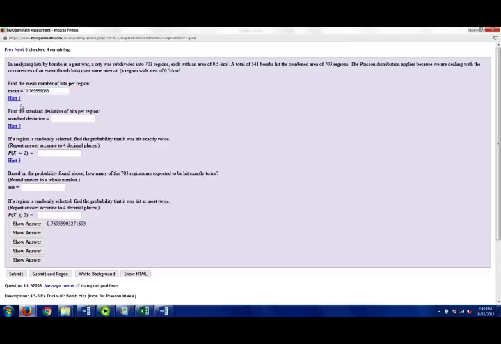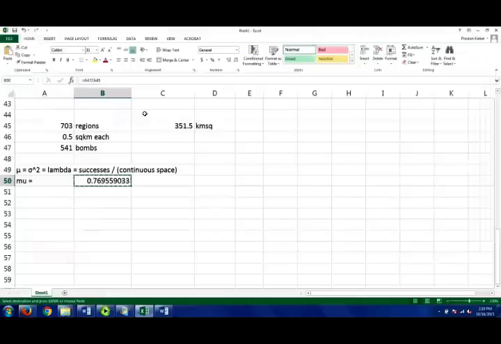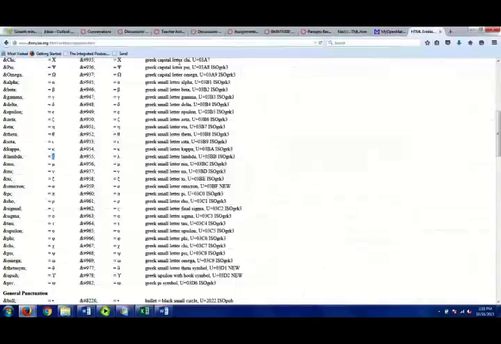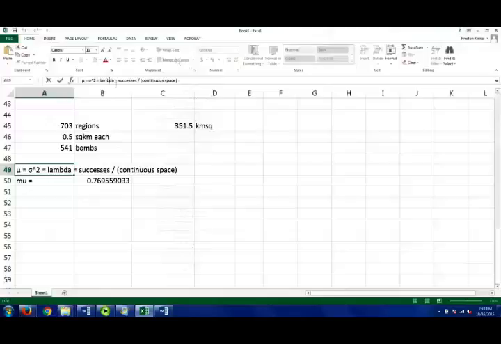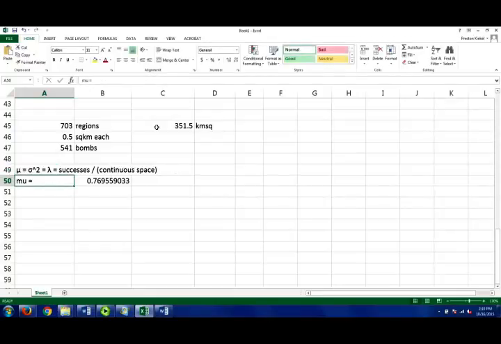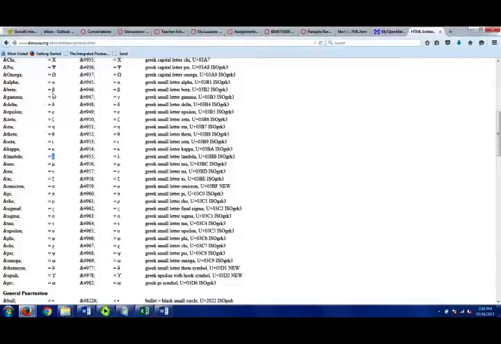I've got a hint that I wrote here that explains about the parameter lambda. The Poisson is a very simple probability distribution in that this parameter, which we'll call lambda, is the mean and the variance, and it's just this number called lambda. It's the number of successes divided by the continuous space. So mu equals sigma squared equals lambda.